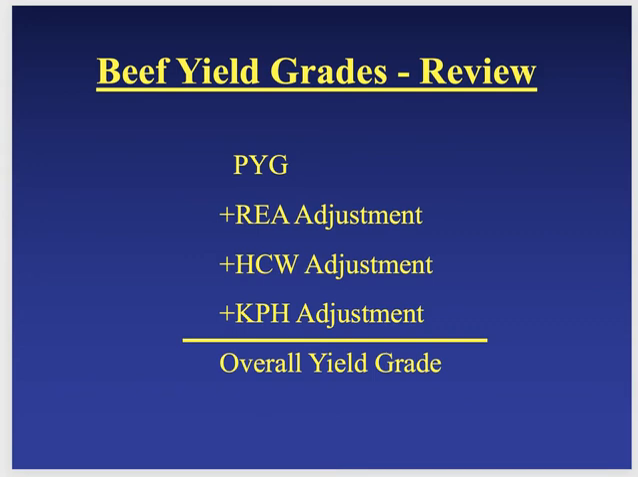So if we look at the beef yield grade in review, here's everything that we do. We find the actual PYG, find that number. Then we list out our ribeye adjustment. If it is a plus, we add in our hot carcass weight. If it is a plus, might be a minus. And same thing with the KPH, kidney, pelvic, and heart fat. We put that in, whether it's a positive number or a negative number. So do we add it or take it away from the PYG? And then we come up with our overall yield grade. That number should be between 1 and 5.9. Can't go to 6, can't go to 0.9. It's either a 1 or a 5.9, which would basically be a 5.